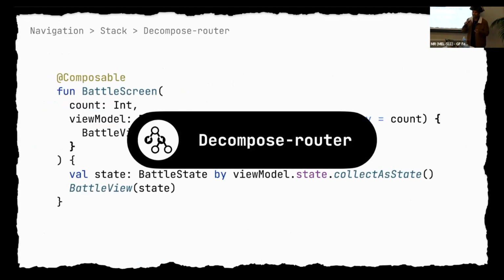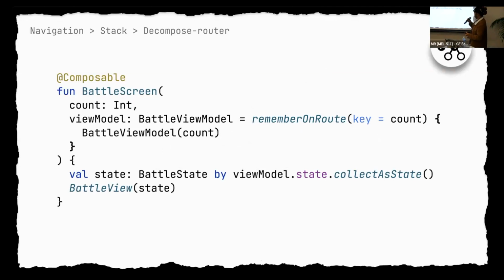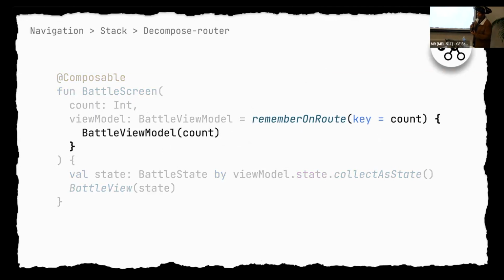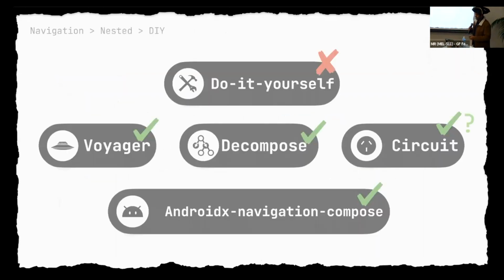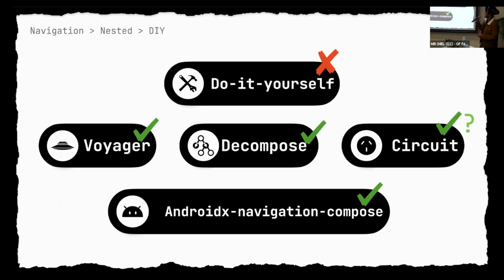With Decompose router, though, since we don't have components in Decompose router, I have this convenient extension function called remember on route. What this will do is remember those instances on the route as long as that screen is in the backstack. And again, I named it like this because I want to be architecture agnostic. And just to save more time, all the libraries that you've seen so far have scoped instances going on. So you don't need to worry about any of these libraries.